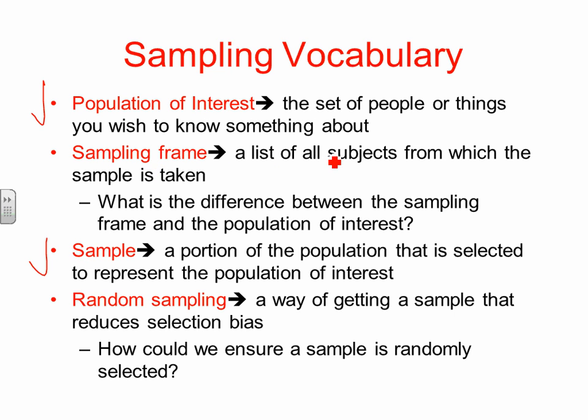Sampling frame is the list of all subjects from which the sample is taken. Typically, it's just going to be the population. The population will usually be your sampling frame. However, if there's a portion of the population that you just cannot get to for some reason, all of a sudden you could have a sampling frame that is a little bit less than the entire population. So it could be a little more selective.